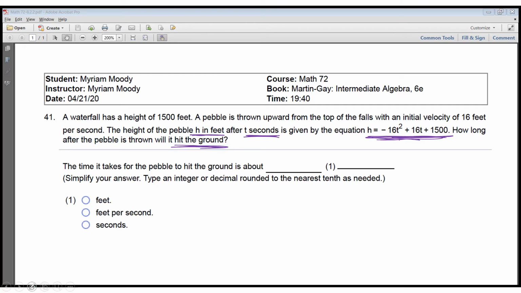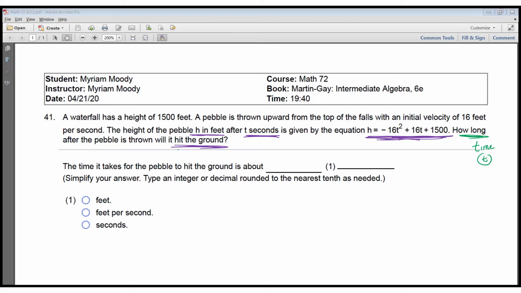Now, let's look at the actual question. The actual question is how long? If they're looking for how long, that means they're looking for which variable? Good. That means they're looking for t, because how long means time. So we're trying to find t.